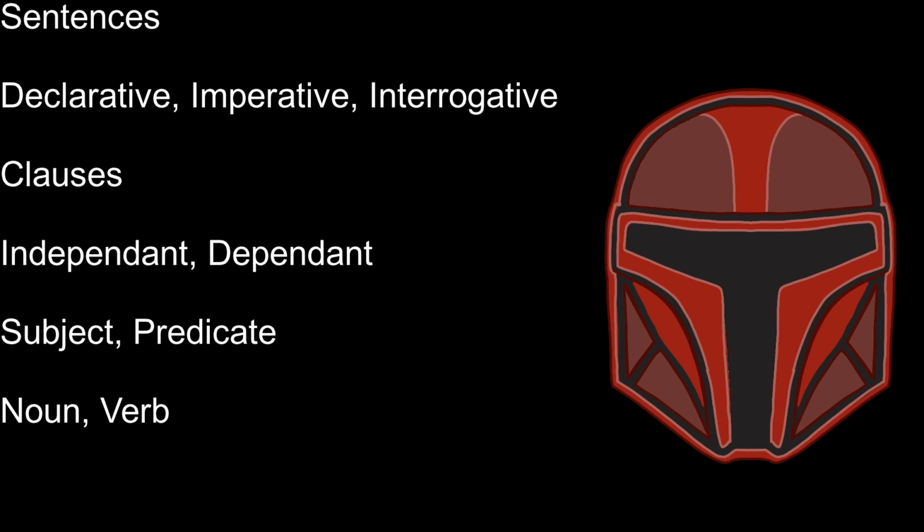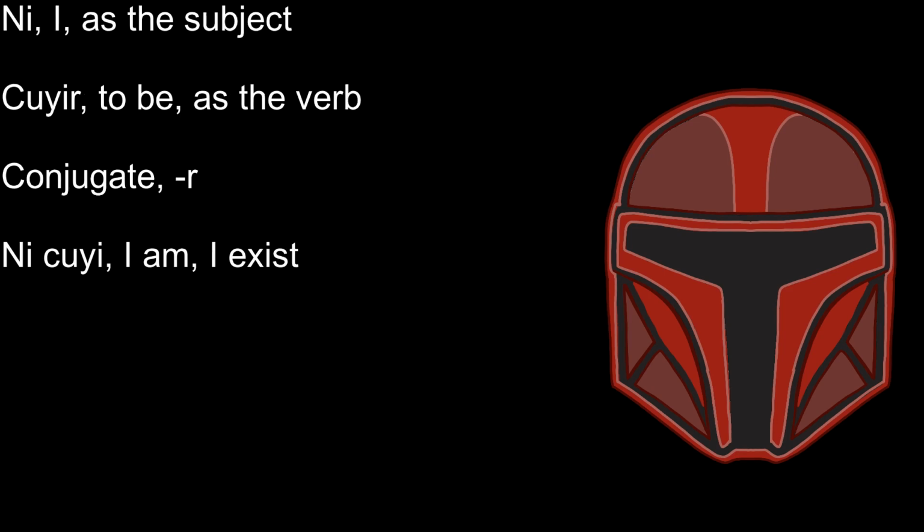Let's start with a declarative independent clause. But how do you make an independent clause? Well, these are formed of a subject and a predicate. In the simplest of independent clauses, the subject will contain just one noun, while the predicate will contain just one verb. So let's pick some for example. Ni, I, will be my subject. Kuyir, to be, will be my verb.